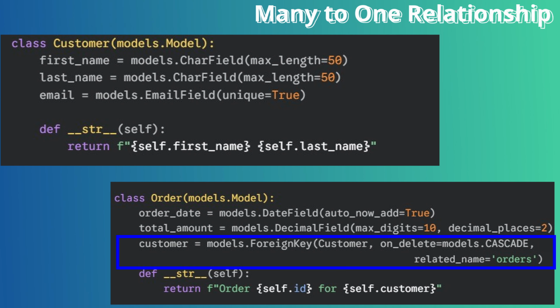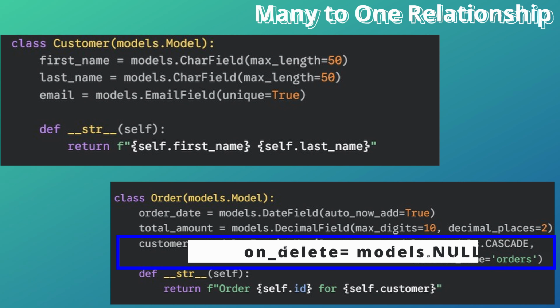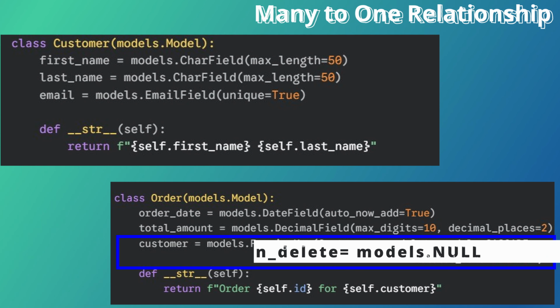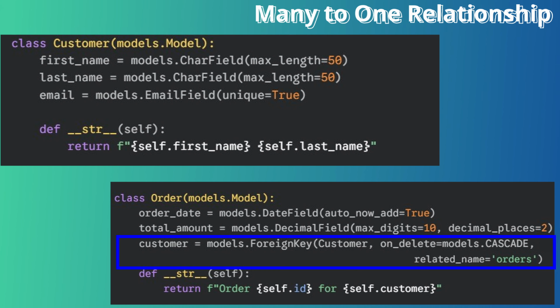On_delete equals models.CASCADE. If the customer record is deleted, their order details will also be deleted. Alternatively, you can use on_delete equals models.SET_NULL if you want to keep the order details for future reference. Related_name equals orders allows easy referencing of the related orders in the code.